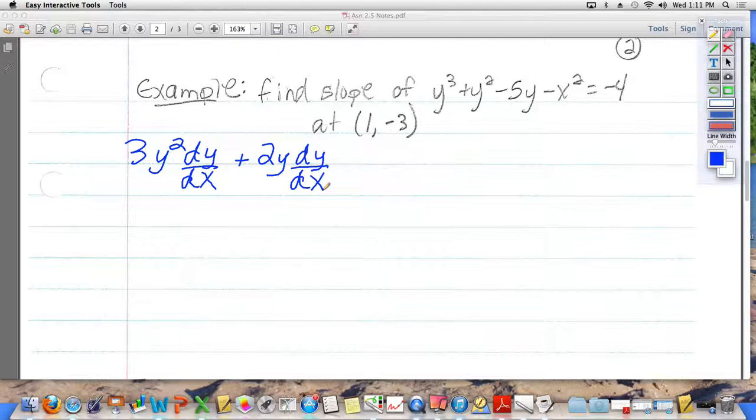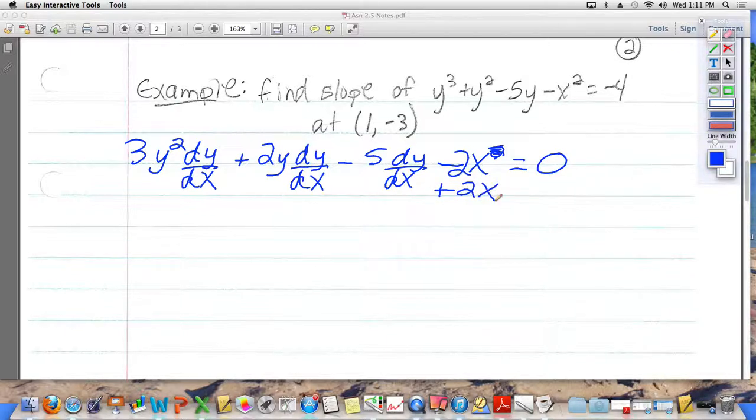Plus 2y dy dx minus 5 dy dx minus 2x is equal to 0. And I did not put dy dx next to negative 2x because it wasn't a y. All right, clean it up a little bit now. I'm going to move the minus 2x to the other side.